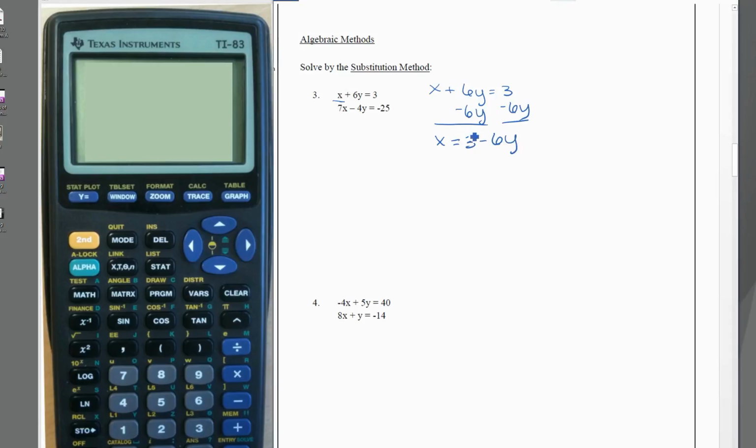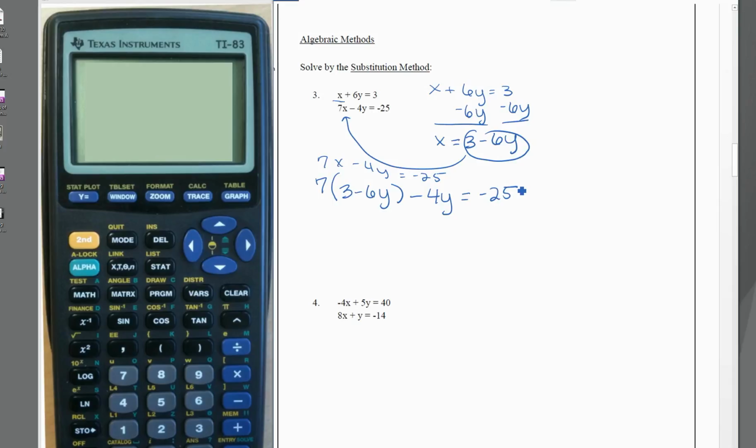Now what we want to do is plug in what x is equal to for x in the other equation. And we're going to put parentheses around it so that we remember to distribute. So we have 7x minus 4y equals negative 25. So we're going to put in for the x what we just solved for x, 3 minus 6y, close the parentheses. Now we'll write the rest of that equation, minus 4y equals negative 25.